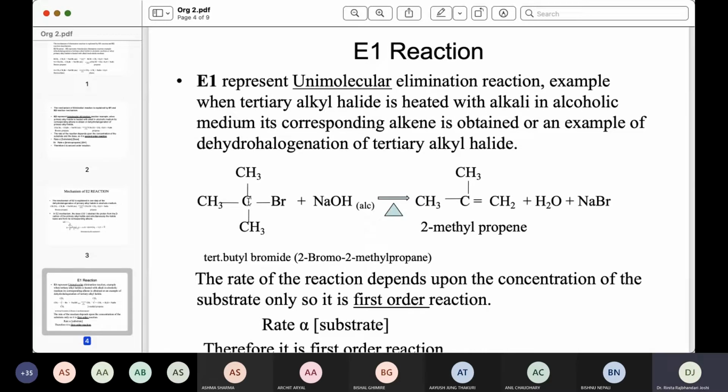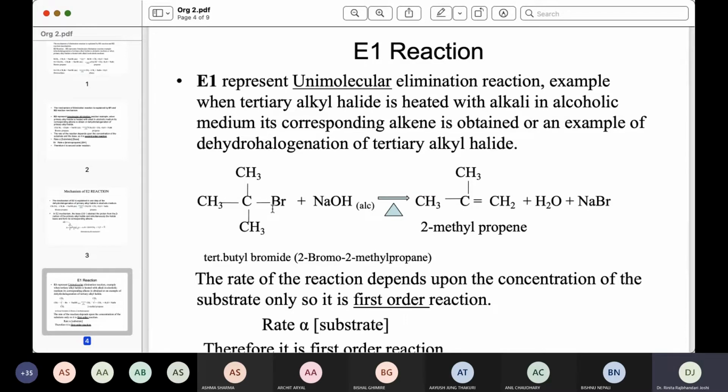Hey, SN1 reaction mechanism पनि हामीले के भनेको थियो, example SN1 को लागि dehydrohalogenation of the tertiary alkyl halide so that it gives tertiary alcohol. त्यहाँ substitution SN1 मा Br को ठाउँमा the nucleophile बस्छ र you get the corresponding alcohol, but elimination is here.